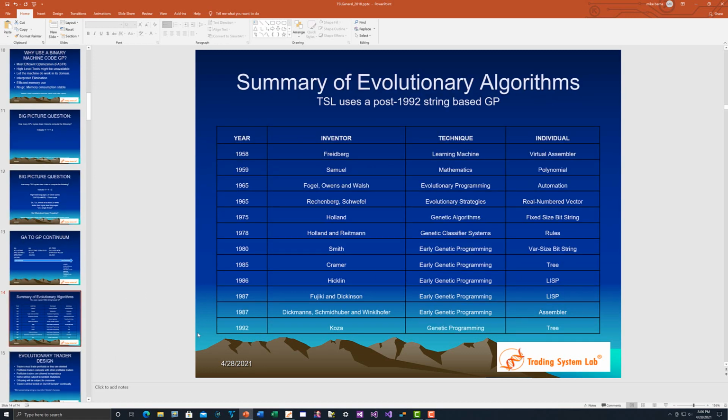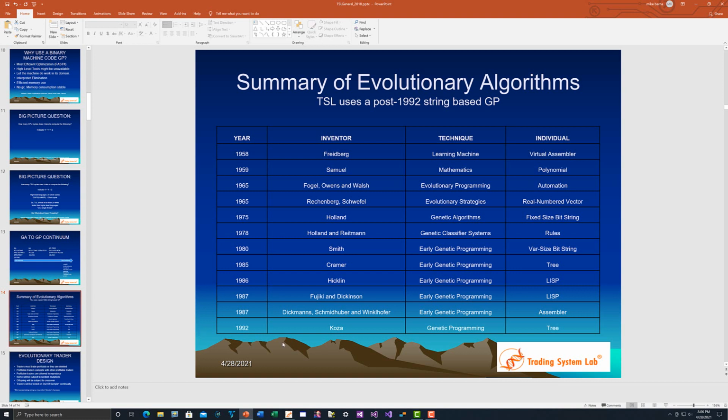So a little summary of evolutionary algorithms. TSL was a post-1992 string-based genetic program. A lot of the original work on machine code genetic programming was done by RML back in the 90s and then taken to modern .NET technology, for example, by Trading System Lab.